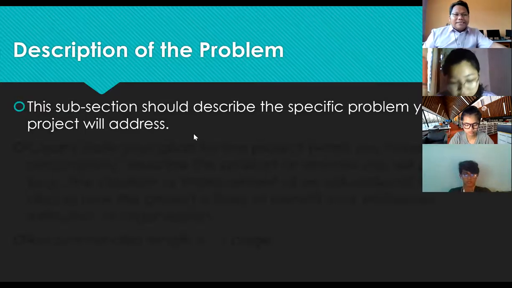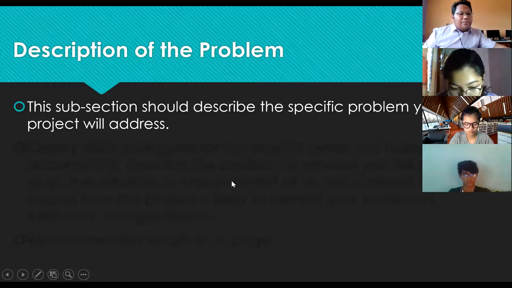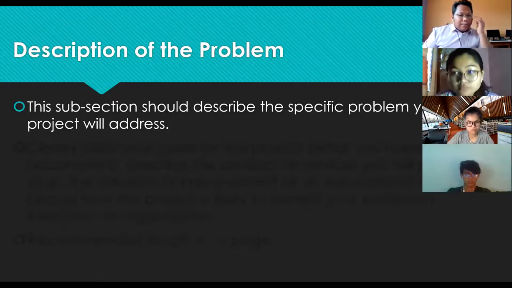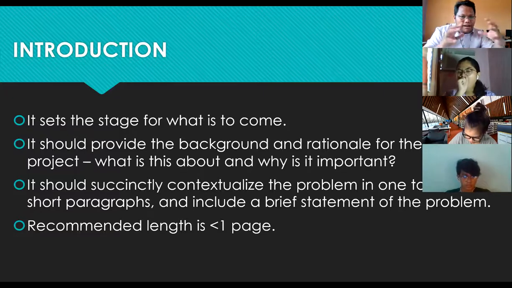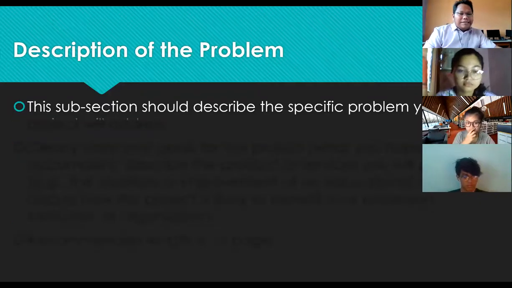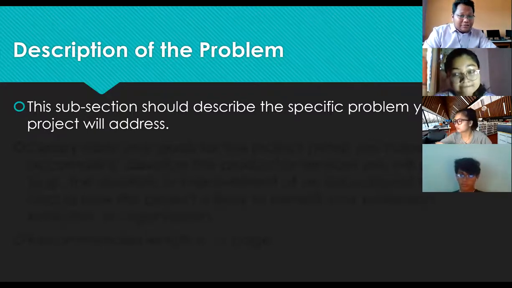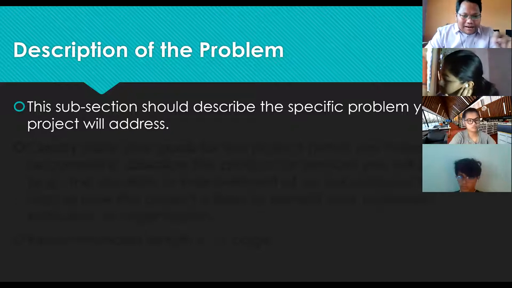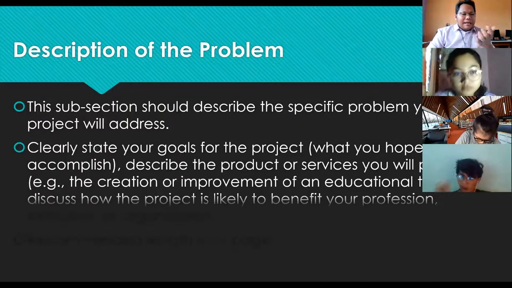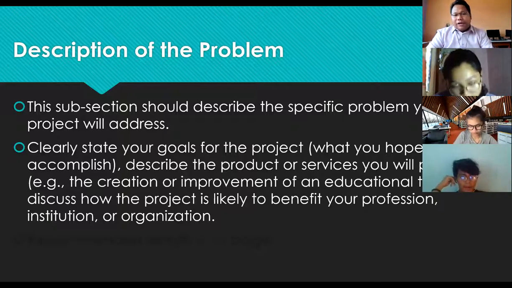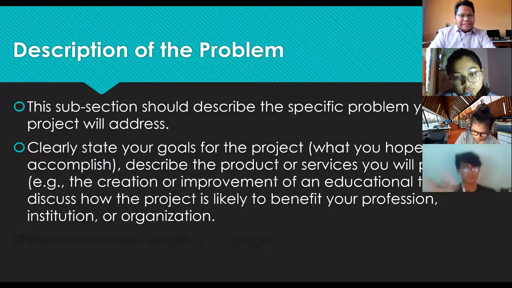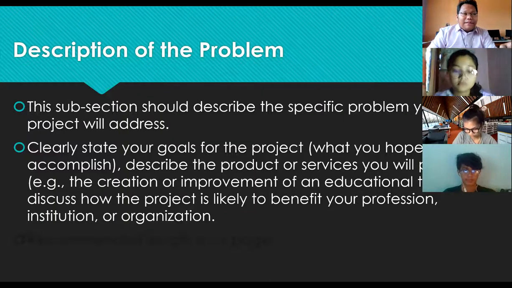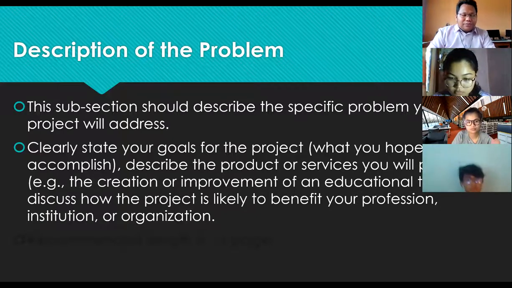We are talking about the description of the problem, which describes the specific problem your project is trying to address. Remember, in the introduction, it's the general problem itself that will be presented. When you go to the description of the problem, this is where the specific problem will be addressed. Like what you really want to carry out, specifically, concretely, express it there. It should clearly state your goals for the project, like what you hope to accomplish. If your project is in the nature of providing a product or a service, describe these products or services. How that project will also be benefiting your profession, some other institutions, organizations.